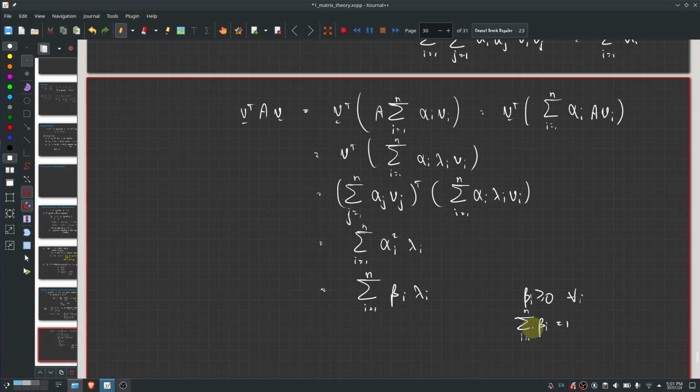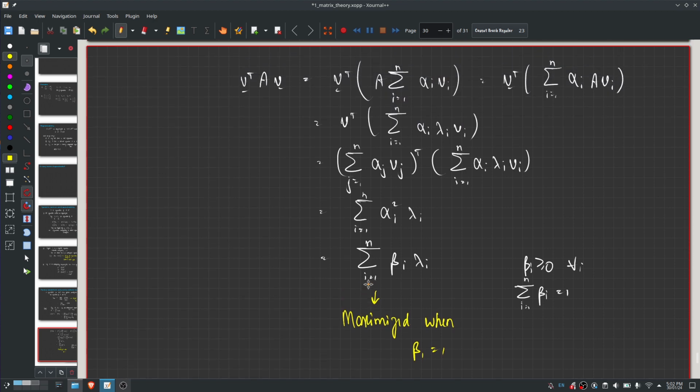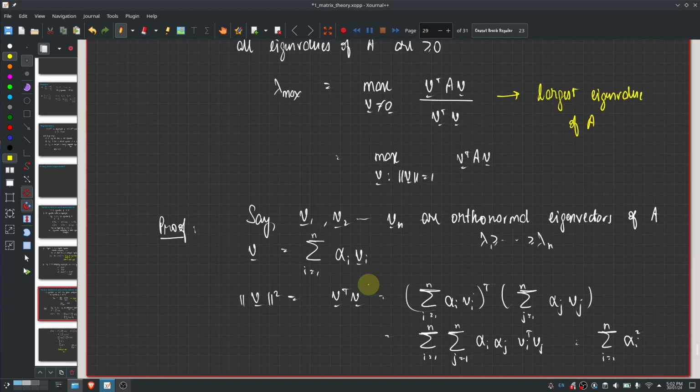So for what choice of beta is this going to be maximized? Correct. So this will be maximized if you take beta equal to 1 for i equal to 1, right? So this is maximized by beta 1 equal to 1, because it's just a simple convex combination of the lambda i's. Lambda 1 is the largest, right? So it's maximized when you put all of the mass on lambda 1. So V transpose AV, the maximum, turns out to be equal to the largest eigenvalue.